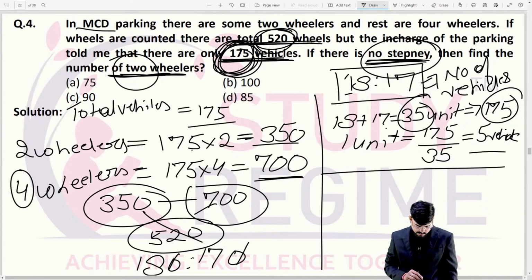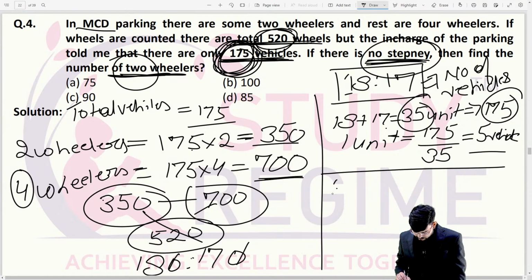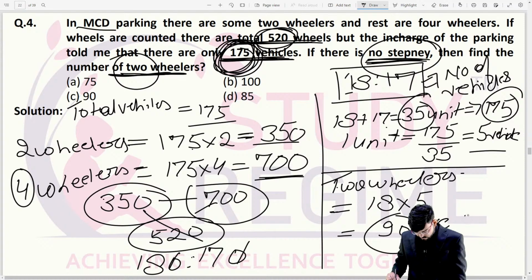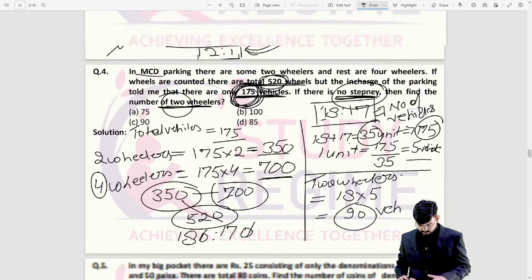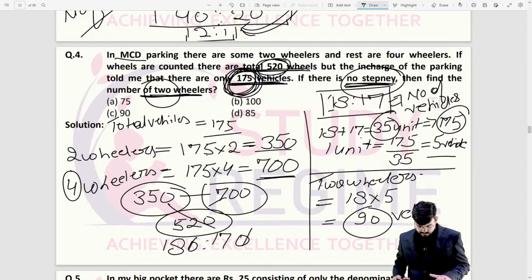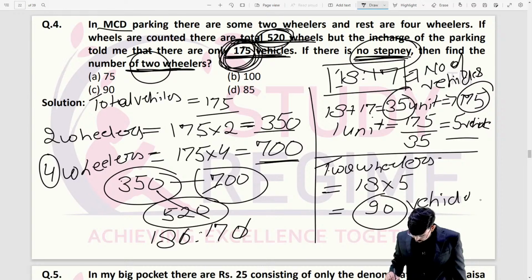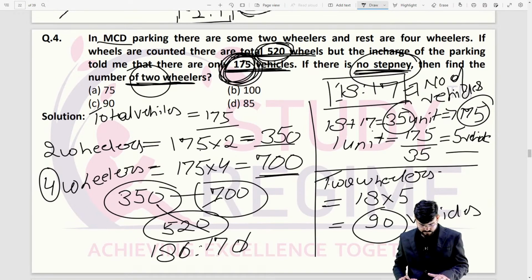So, what is the ratio of the two-wheelers? That is 18:17. So, here 18 units are representing the two-wheelers. How many two-wheelers are there? 18 into 5, you will get 90 vehicles. Okay. Clear? Very easy question.